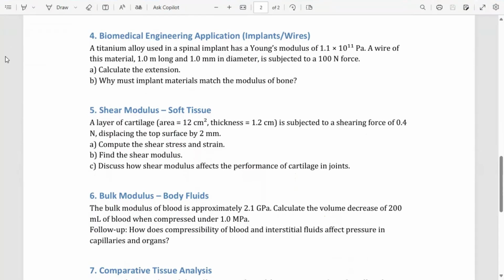Question 4 is about a biomedical engineering application, implants and wires. A titanium alloy used in a spinal implant has a Young's modulus of 1.1 times 10 to the power 11 pascals. A wire of this material, 1.0 meters long and 1.0 millimeters in diameter, is subjected to a 100 Newton force. Question A, calculate the extension. Question B, why must implant materials match the modulus of bone? So this is question 4.